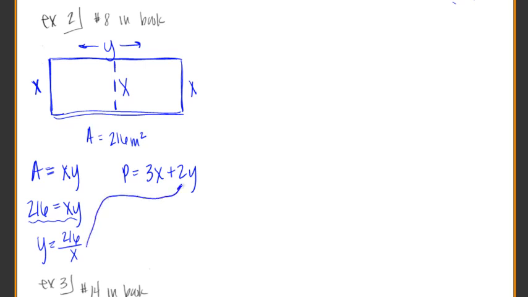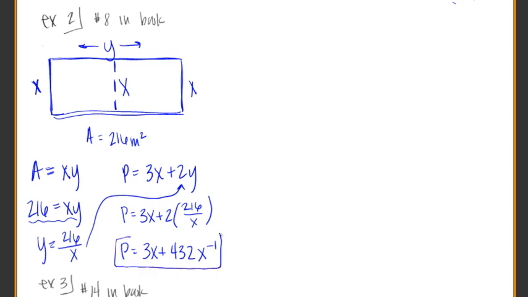And now what I'm going to do is take this y and replace it right up in there. So perimeter is now 3x plus 2 times y, which is 216 over x. Or we can say perimeter is 3x plus 432 over x. And I'm going to write that as x to the negative 1 because I'm about to take a derivative and I want to be able to see that exponent. Okay, so here's one of our main equations right here. And we're going to focus on the perimeter because, again, it's asking us what dimensions it needs to be in order to find the smallest total length. So we want to find a minimum value for the perimeter.